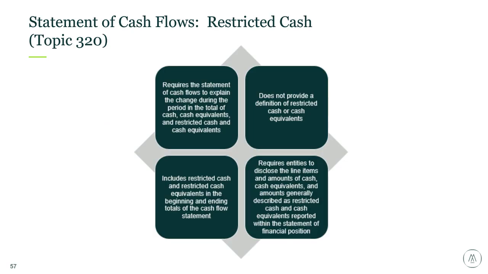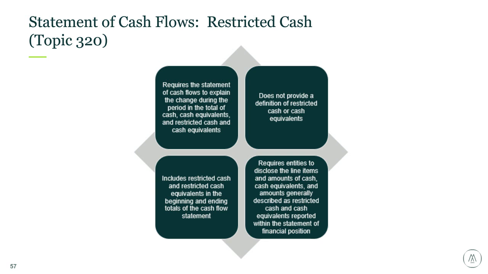Our last topic here relates to a new ASU that was issued in 2016, ASU 2016-18, and this relates to the statement of cash flow and specifically restricted cash. Under this new ASU, organizations will now be required to show the changes in cash, cash equivalents, restricted cash, and restricted cash equivalents in the statement of cash flow totals.